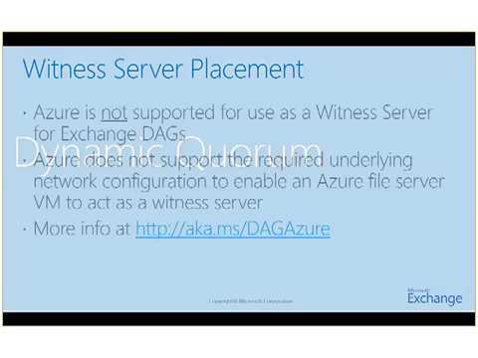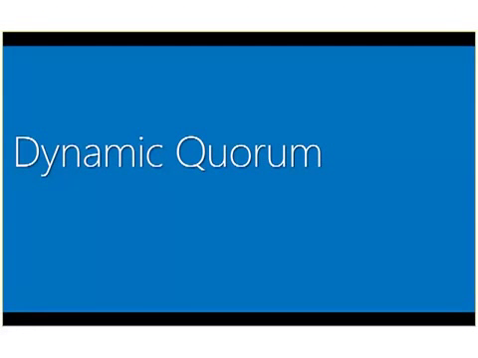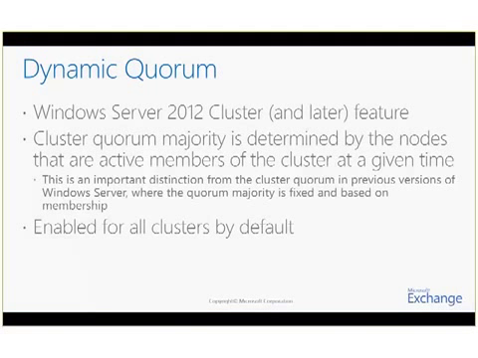All right, now let's talk about Dynamic Quorum. And Dynamic Quorum, as I mentioned earlier, is a new feature in Windows Server 2012 and later. And it's a cluster feature where the cluster quorum majority is now determined by servers that are actually active in the cluster at any given time. And this is very different from how we've done it in the past. In the past, quorum votes and quorum majority was fixed and based completely on cluster membership. In other words, how many servers were members of your DAG. So when a server is down, that doesn't change membership. It's still a member, it's just not a functioning member at that time.